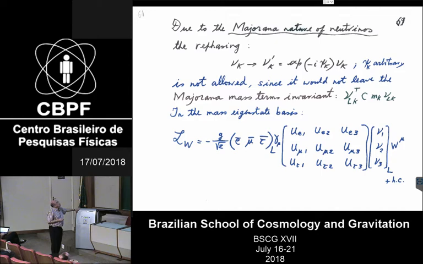Professor Jung already talked a lot about it. This is charged leptons. Here the notation is U electron one, one, two, three for the neutrinos, the ones that have definite mass.